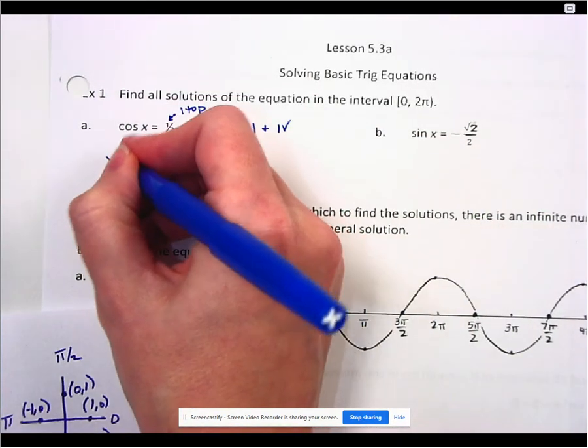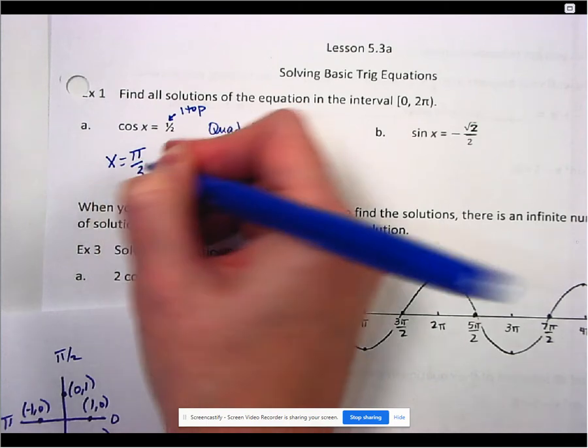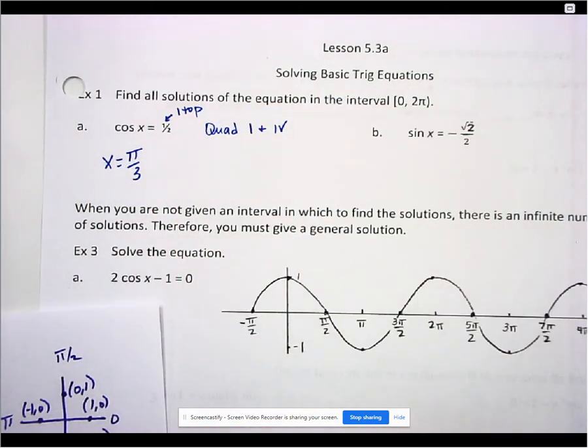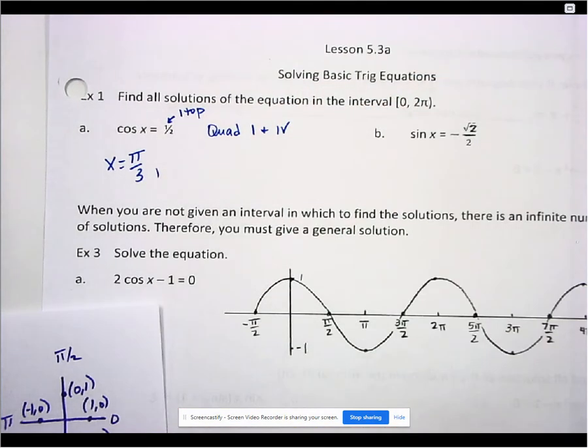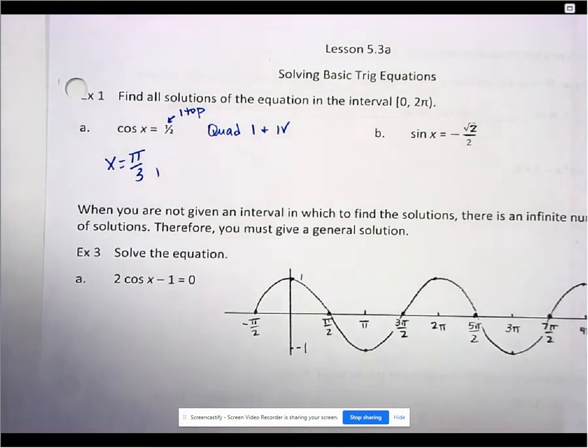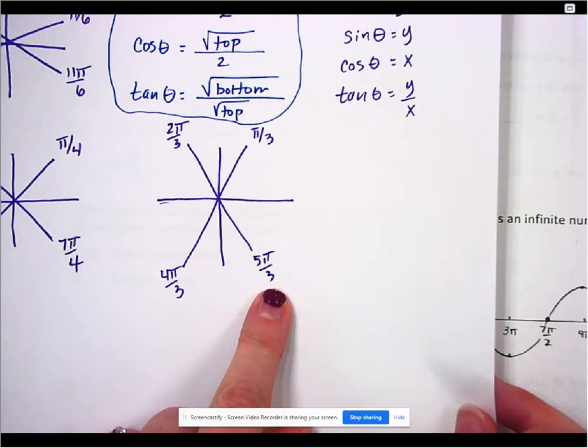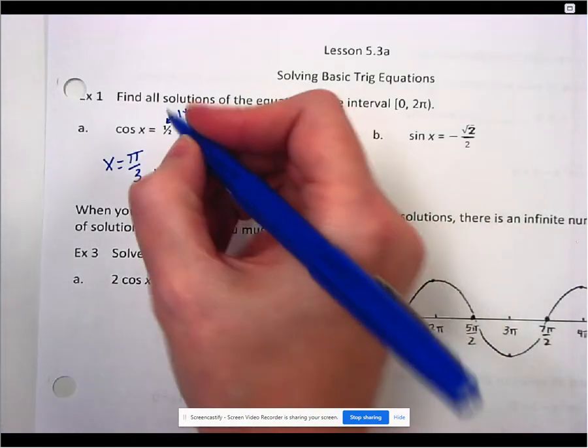So x equals pi over 3 is one of our answers, because if we take the cosine of pi over 3, we get 1/2. All right, and then we need to know what pi over 3 is in the fourth quadrant. And luckily, we just wrote that. Pi over 3 in the fourth quadrant is 5 pi over 3.